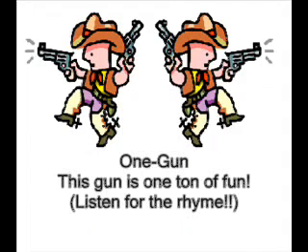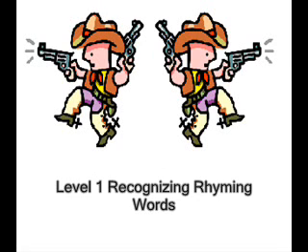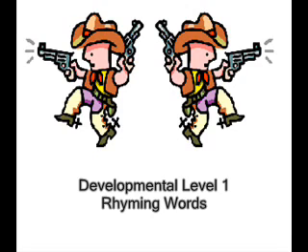The first developmental level is rhyming words, and this is where students are able to listen and recognize when two words sound the same at the end, or rhyme. Now take a look at an activity that is designed to promote phonological awareness, developmental level 1, rhyming words.